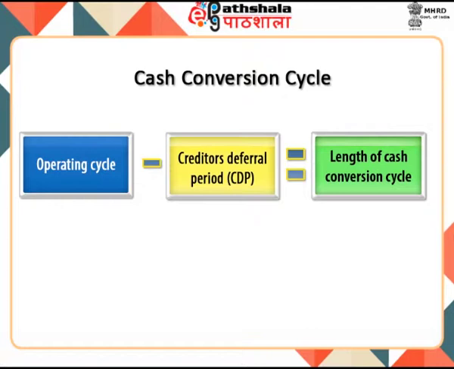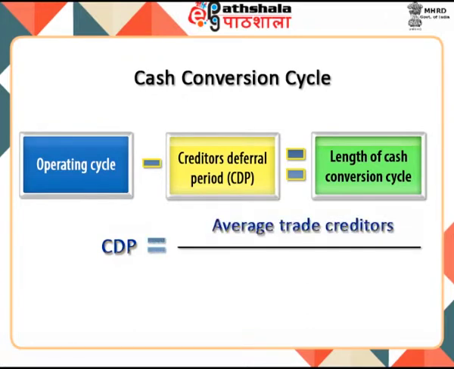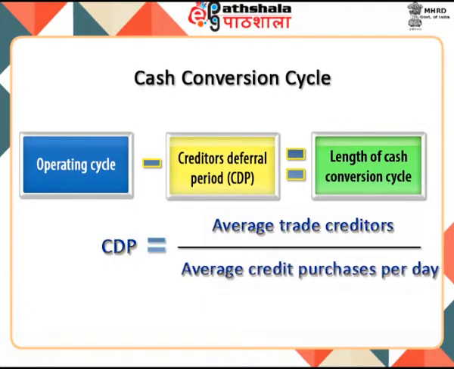Creditors deferral period is the average time taken by a firm to make payments to creditors. Thus, firms don't need to pay cash immediately to suppliers. It reduces the length of operating cycle. Creditors' deferral period is calculated as the ratio of average trade creditors to average credit purchases per day.